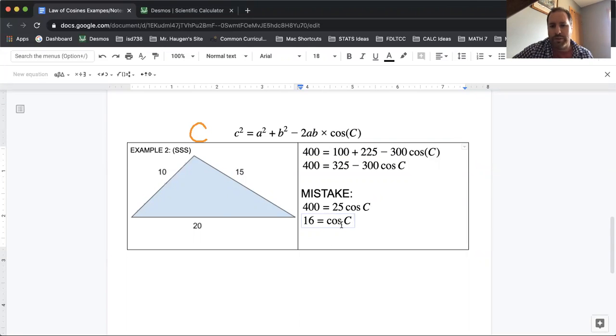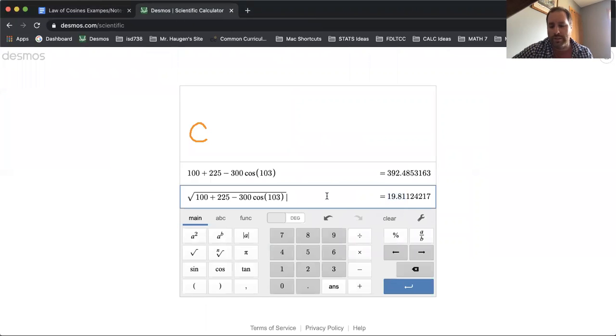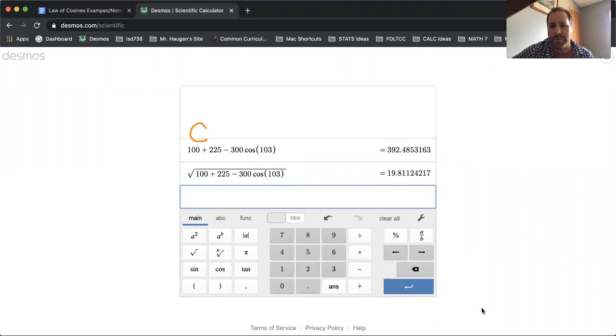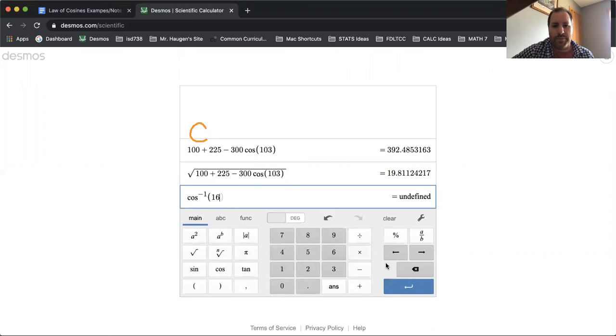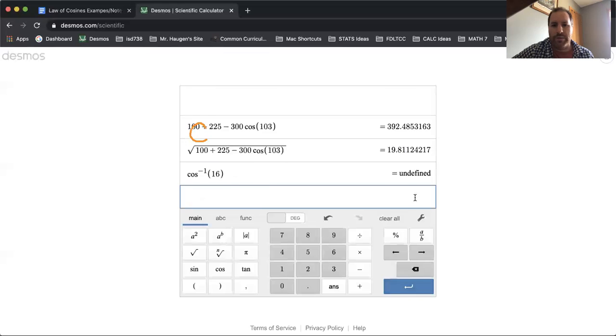Then they try to use their calculator, because we should do the cosine inverse. So they say C is equal to the cosine inverse, with a little -1, of 16. I jump to a calculator, I still have my same examples up from before. Here you can go into your functions, here's the arc cosine of 16. Put that in and hit enter, and it says undefined, because this is bigger than 1, so a mistake got made.